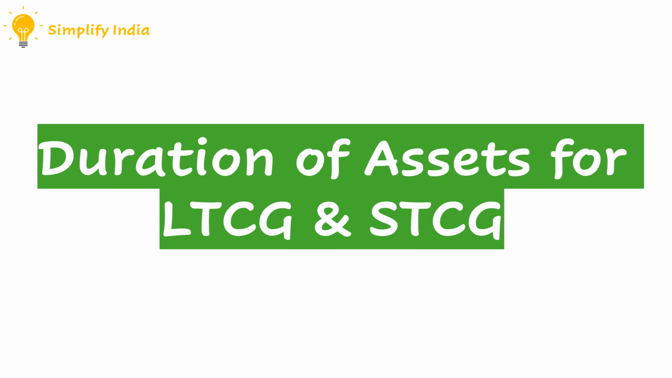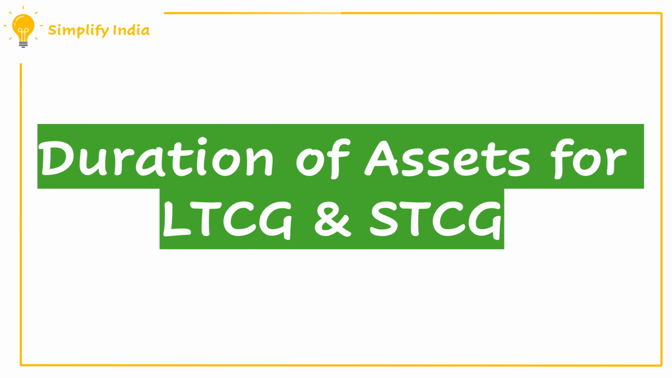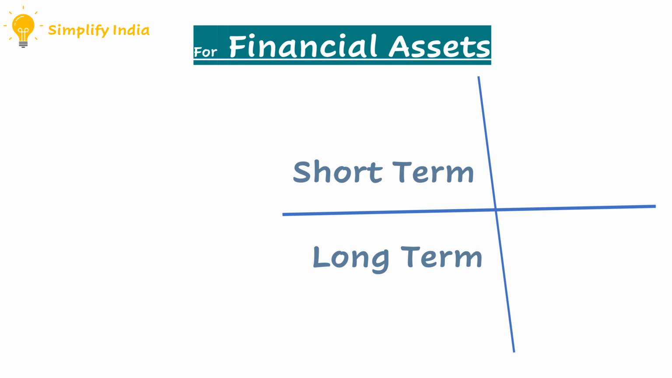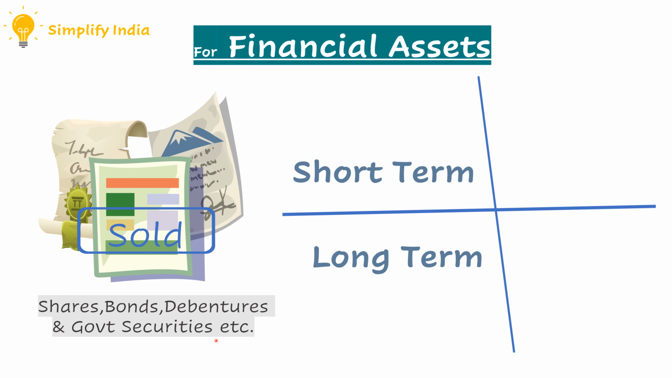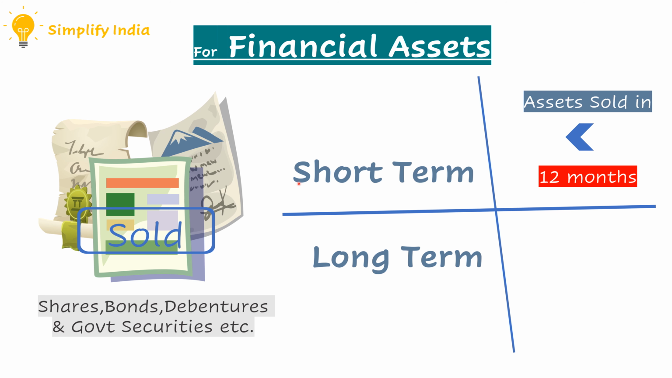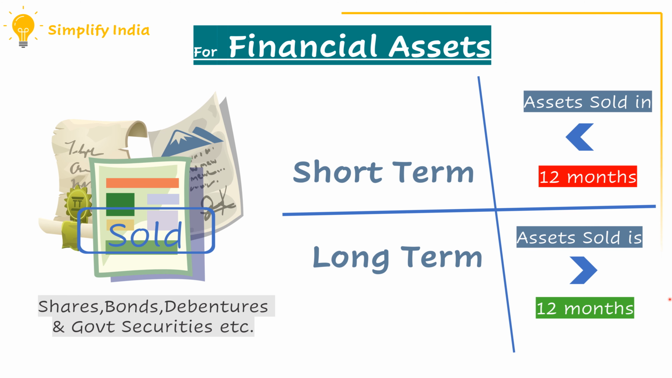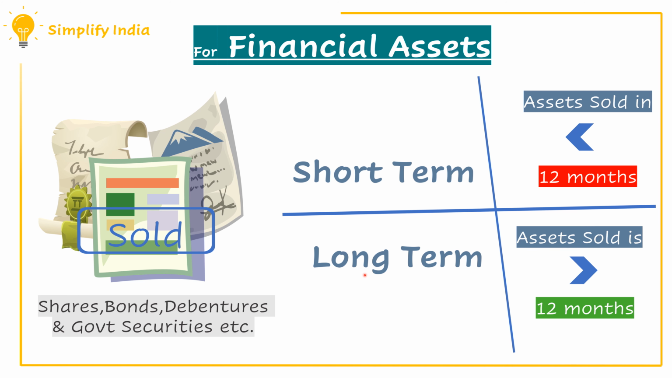Now we are going to learn the duration of different capital assets for which the capital gain arising out of it can be termed as either long-term capital gain or short-term capital gain. However, the tenure varies and it purely depends upon the type of capital asset. In case of financial assets like shares, bonds, debentures and government securities, if sold within a period of 12 months, it can be termed as a short-term capital asset, whereas if sold after 12 months, it can be termed as a long-term capital asset.